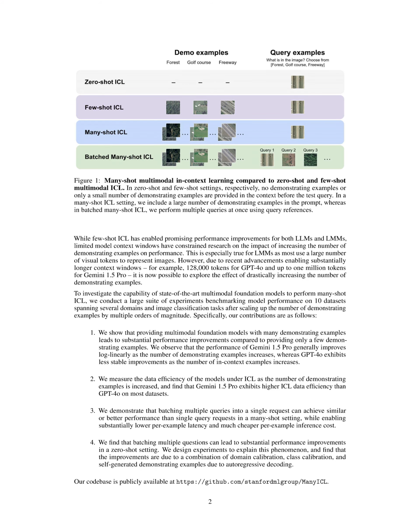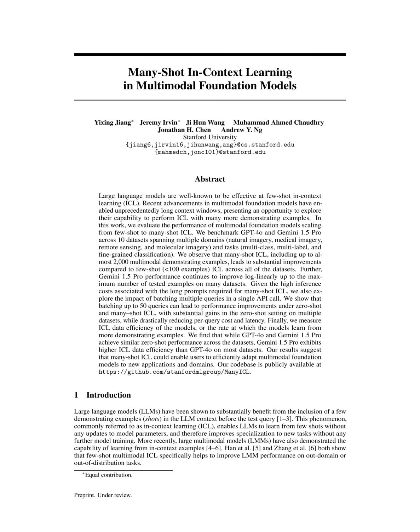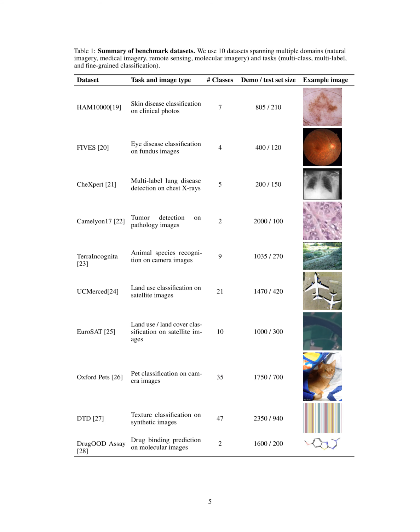By scaling up the number of demonstrating examples by multiple orders of magnitude, the study shows substantial performance improvements compared to providing only a few demonstrating examples. The performance of Gemini 1.5 Pro generally improves log-linearly as the number of demonstrating examples increases, while GPT-4o exhibits less stable improvements. The study also measures the data efficiency of the models under ICL as the number of demonstrating examples is increased, with Gemini 1.5 Pro demonstrating higher ICL data efficiency than GPT-4o on most datasets.